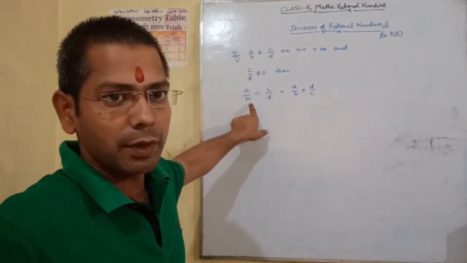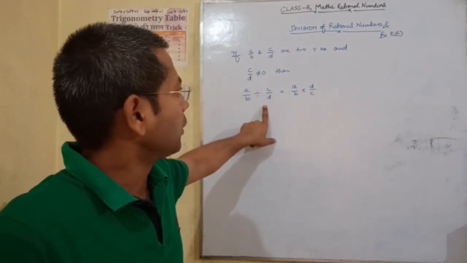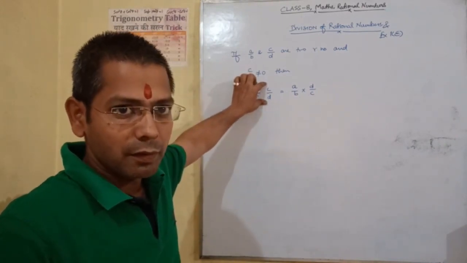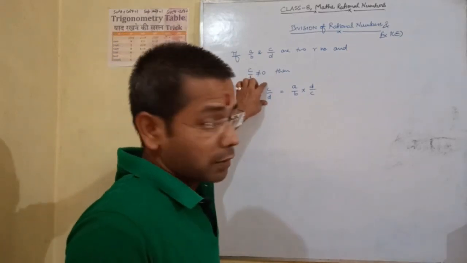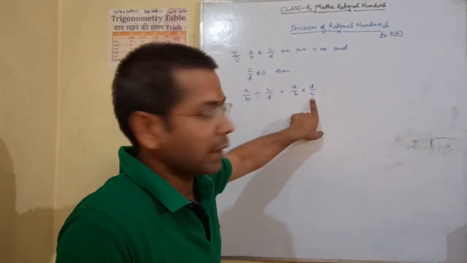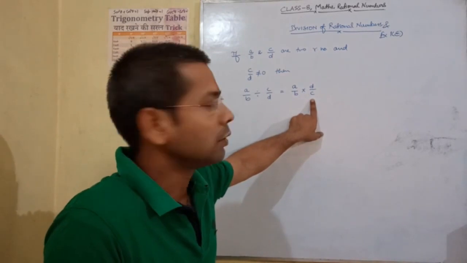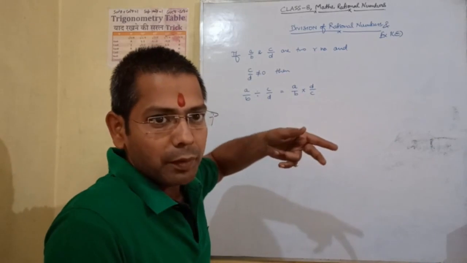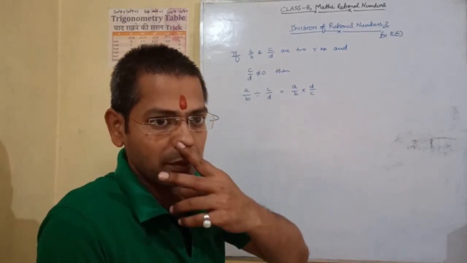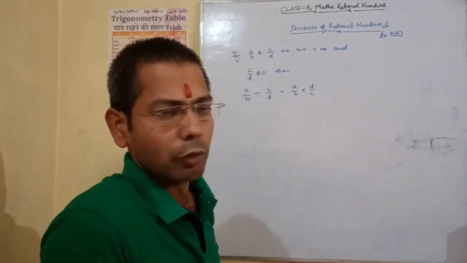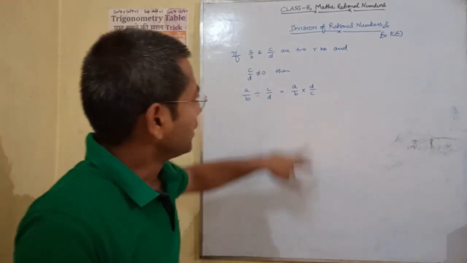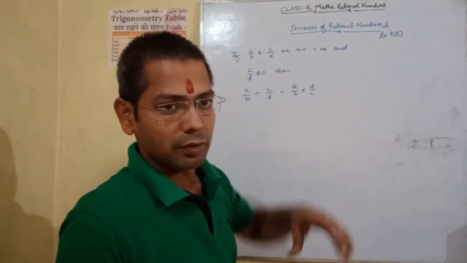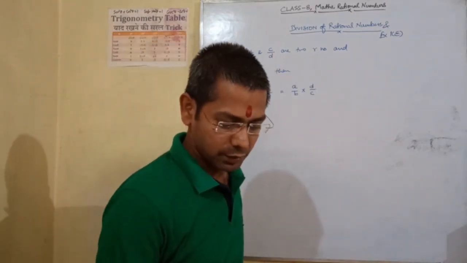So we will write it this way: a upon b divided by c upon d. The number which is dividing becomes its reciprocal at the time of calculation, meaning the second rational number will flip. The numerator becomes the denominator and the denominator becomes the numerator, and it will be a upon b multiplied by d upon c. This is called the division of two rational numbers.